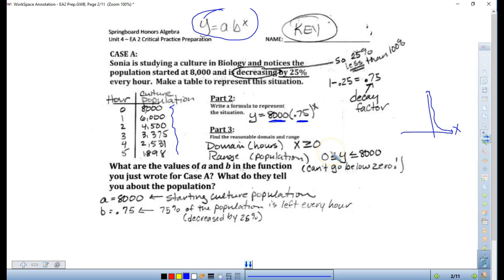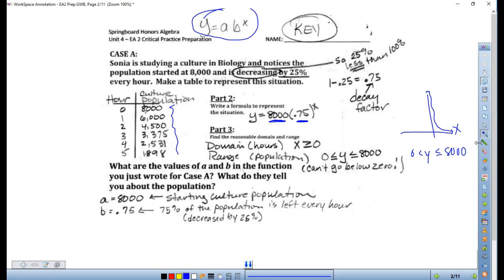If your range said 0 is less than y, which is less than or equal to 8,000, saying it will never reach 0 because it just keeps losing 25% of itself, and you explained that, I would buy that. I would buy your thinking if you weren't talking about whole bacteria. So as long as you defend yourself, that'll work.